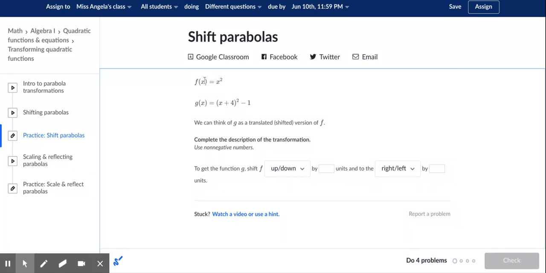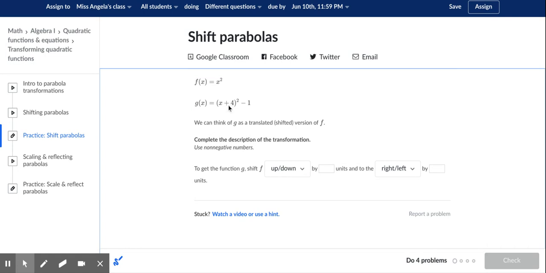So this is called a parent function. You have your basic function, x squared, which is the absolute most basic quadratic ever, right? You can't get more simple of a quadratic than that. And then we can say, okay, if I have something like this, it has been moved.